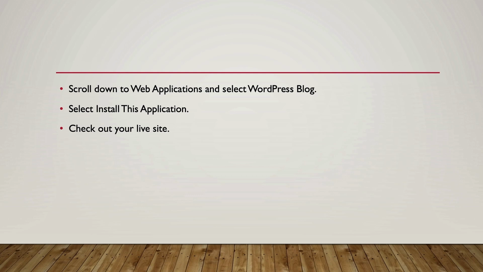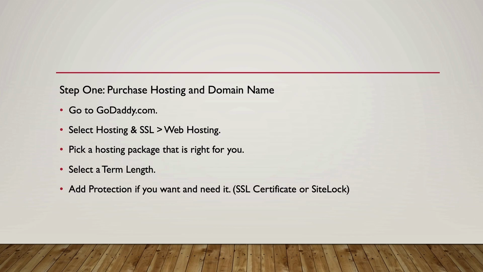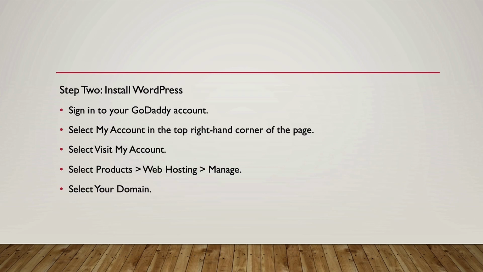Voila, that's it. You can then check whether your site is live or not by copying the URL of your site and opening it in another browser or on another device. So that's it. These are the two steps that you need to do. First you need to purchase hosting and a domain name, and then you have to install WordPress. And that's all you need to do.